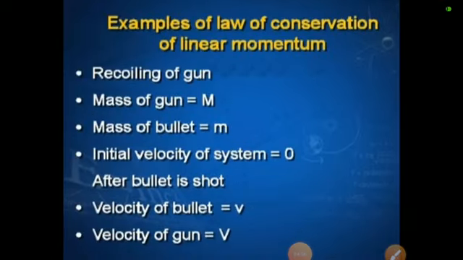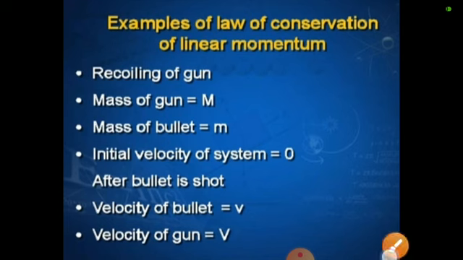Now, the example of conservation of linear momentum is the recoiling of a gun. What is recoiling of a gun? Dear student, you have observed many times that when a gun is loaded with a bullet, it is considered to be a system. The system consists of two parts, the gun and the bullet. But when you fire a shot, what happens? The bullet gets separated from the gun. Then it is divided into two parts. The system now has two separate parts.